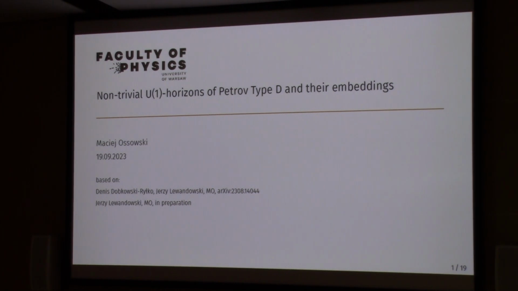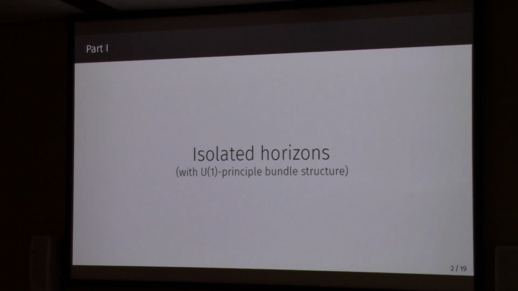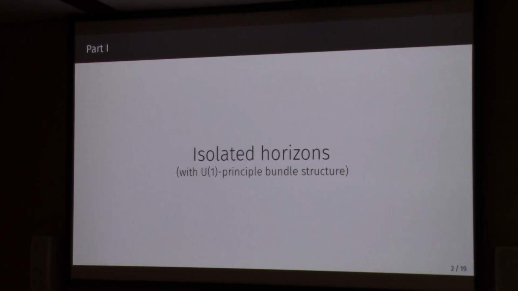higher than 0, so essentially everything except for the sphere, and also about the horizons where this U(1) action does not coincide with the null direction. Okay, so I think there are at least two more talks touching on the isolated horizons, but mine is first, so let me introduce some basic notions.